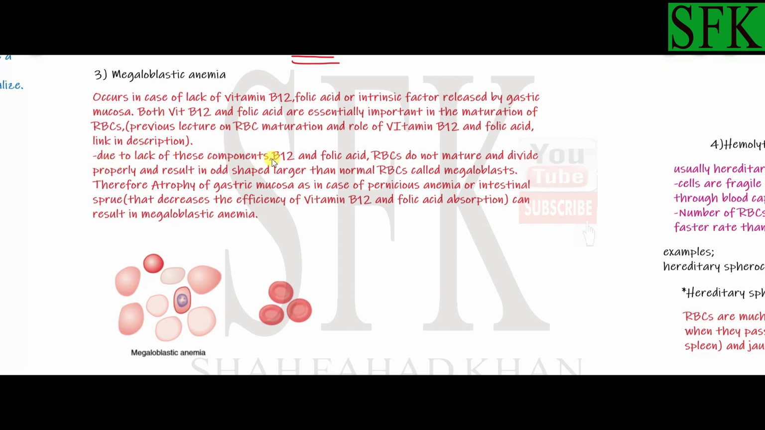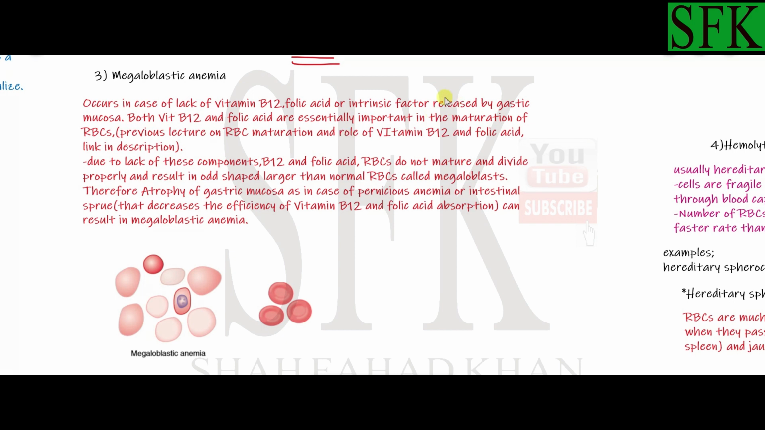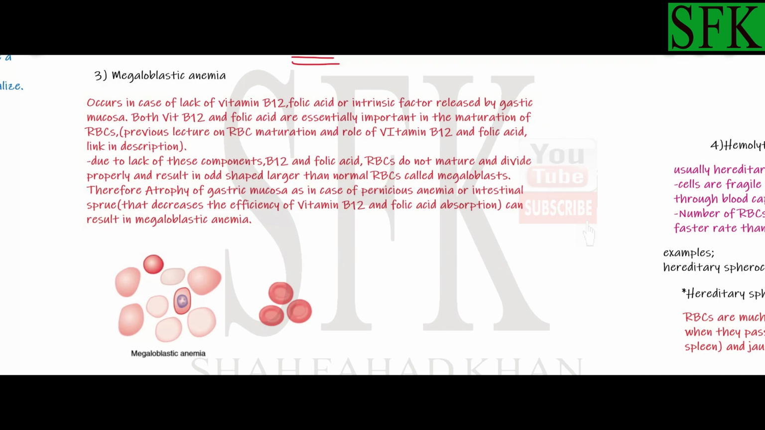Due to lack of these components, vitamin B12 and folic acid, what would happen? If the gastric mucosa becomes atrophic, intrinsic factor is not released and B12 is not absorbed. Or if sprue occurs, which is a condition in which the efficiency of vitamin B12 and folic acid absorption decreases, megaloblastic anemia occurs.